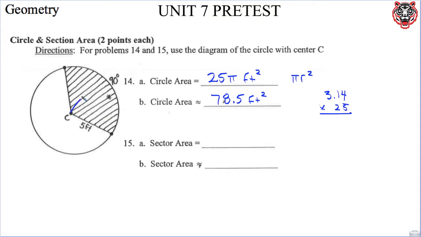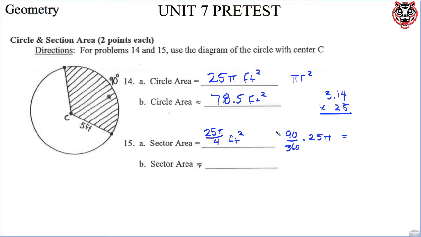All right, sector area, so it's talking about this shaded region, which is 90 degrees. I guess if it was to scale, it would look like this, because that's supposed to be 90 degrees right there. But regardless, I need to do 90 divided by 360, all that times my area of 25 pi. 90 divided by 360, that's 1/4. So this is equal to 25 pi over 4. And that's going to be feet squared.